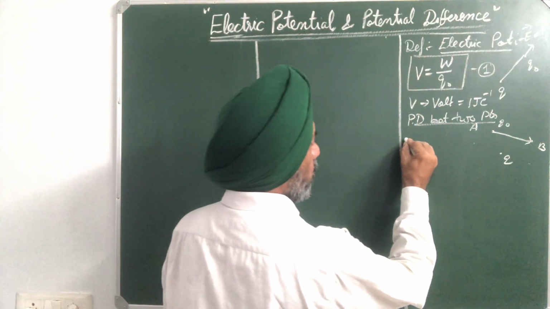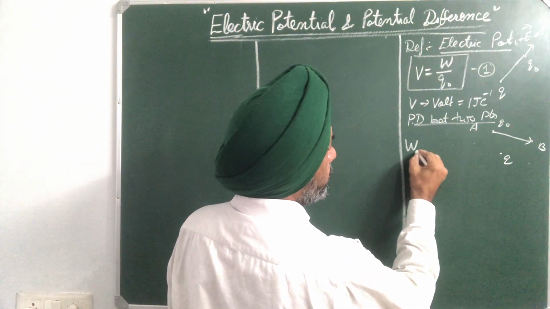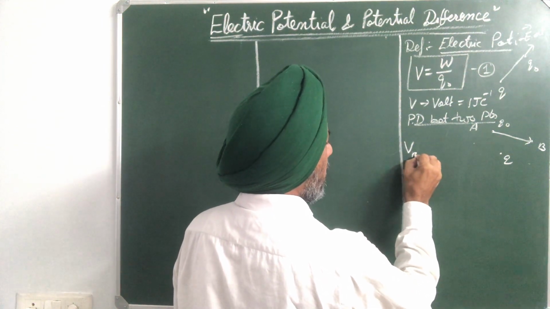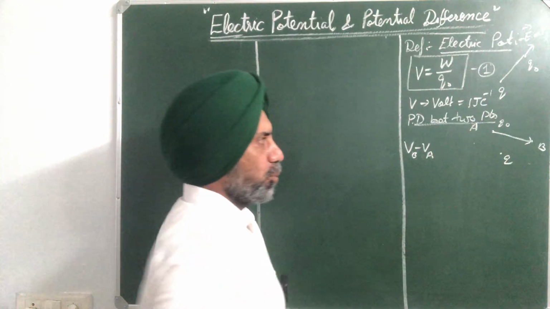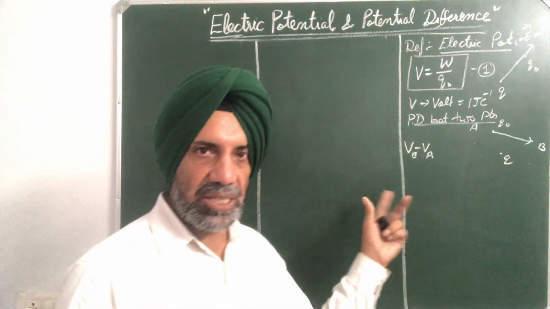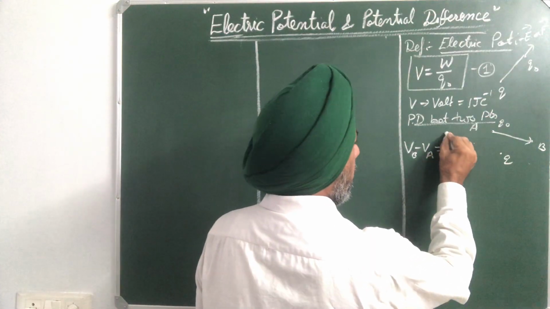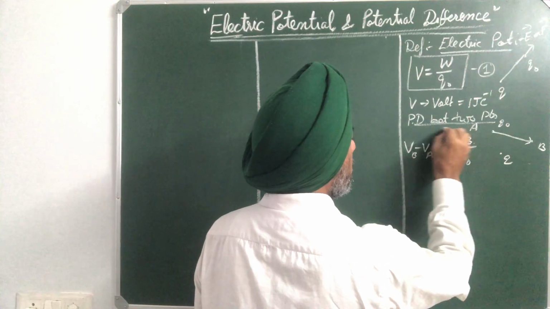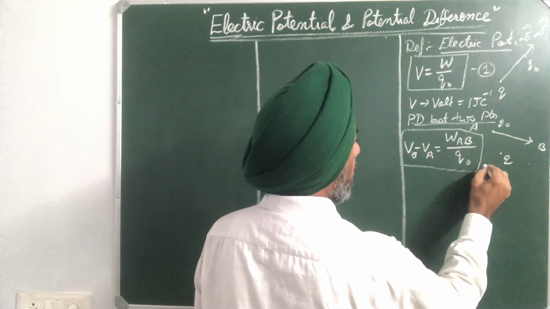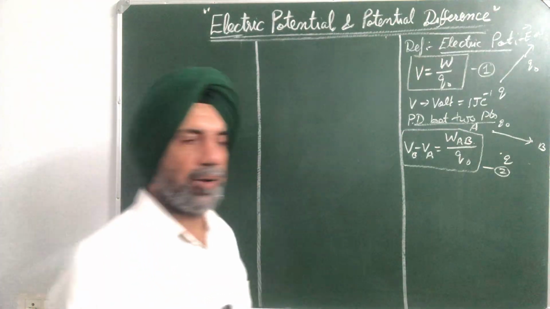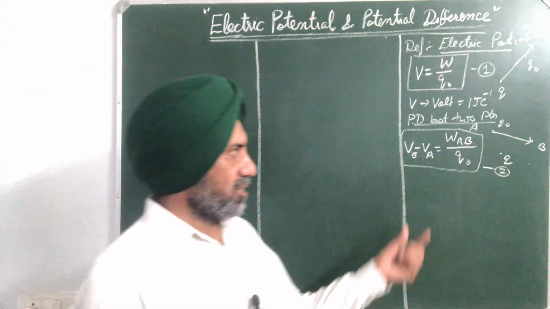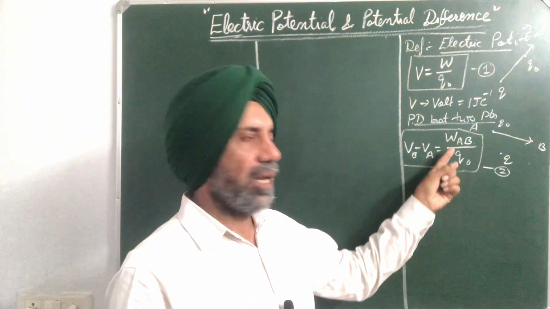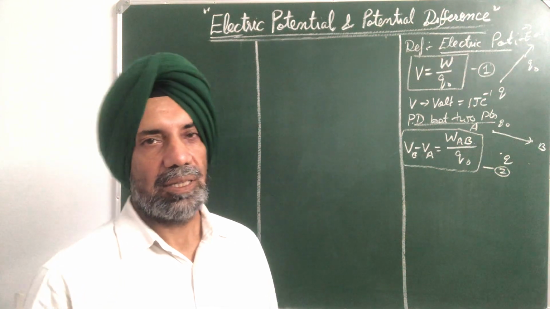So the potential difference between 2 points, that is VB minus VA, suppose VB is the potential at B and VA the potential at A, is given by W_AB upon Q naught. This is the more general expression for potential difference between 2 points. So potential difference between 2 points is defined as the amount of work done in moving a unit charge from one point to another point.